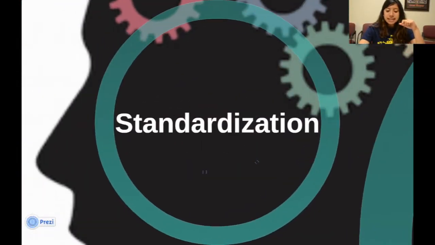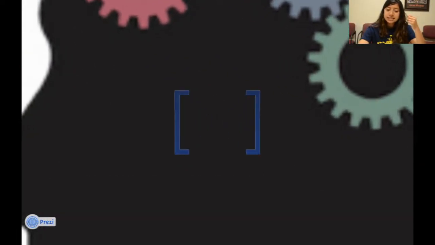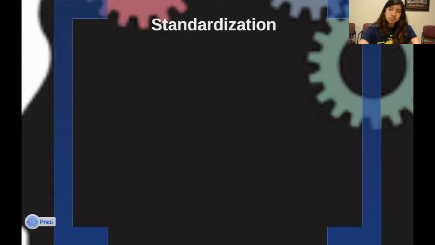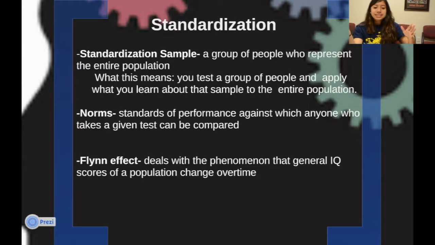So we're going to start out with standardization. And what is standardization? Keep in mind, how are we going to make these tests? How are we going to make a control group? So first, we're going to create a standardization sample, and what that means is you take a group of people who represent the entire population, and you test this group of people and then apply what you learn about it to the sample and to the entire population. So then you're going to make norms, which is the standards of performance against which anyone who takes a given test can be compared.